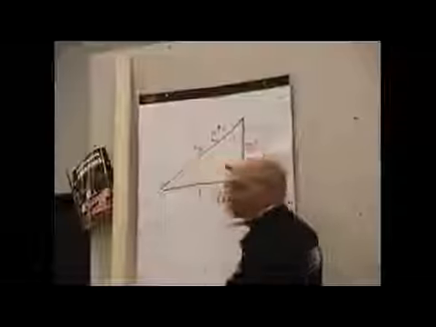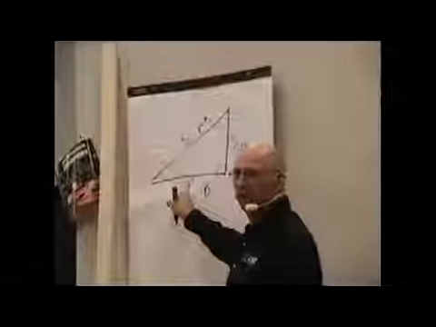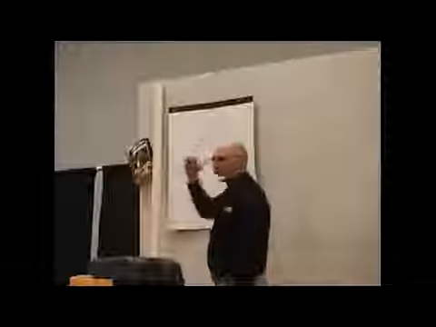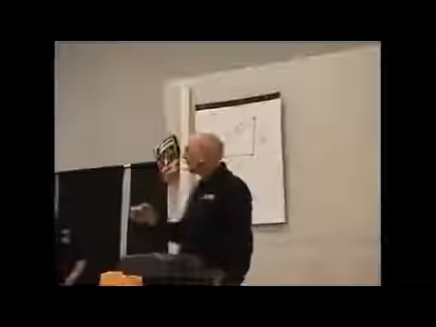So you take 3 times 3 is 9, 4 times 4, right? 16. 16 and 9 is 25. Square root of 25 is what? 5. 3, 4, 5 gets you a perfect right triangle. And then we'll do what? A 6, 8, 10?